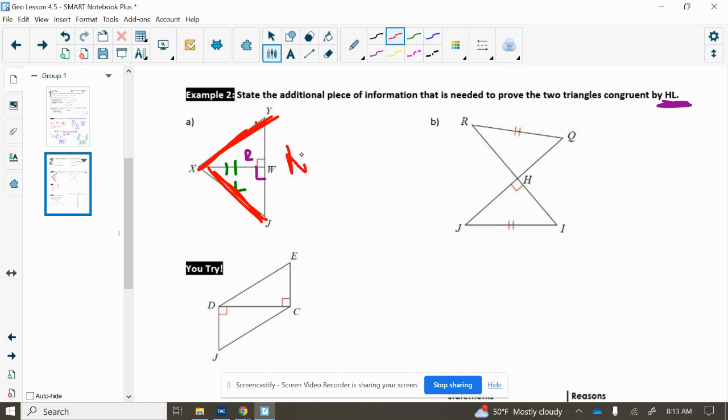So again, we need the hypotenuse congruent. So in this case, we would say we would need XJ, side across from our first right angle, congruent to XY, the side across from the other right angle, the hypotenuses.